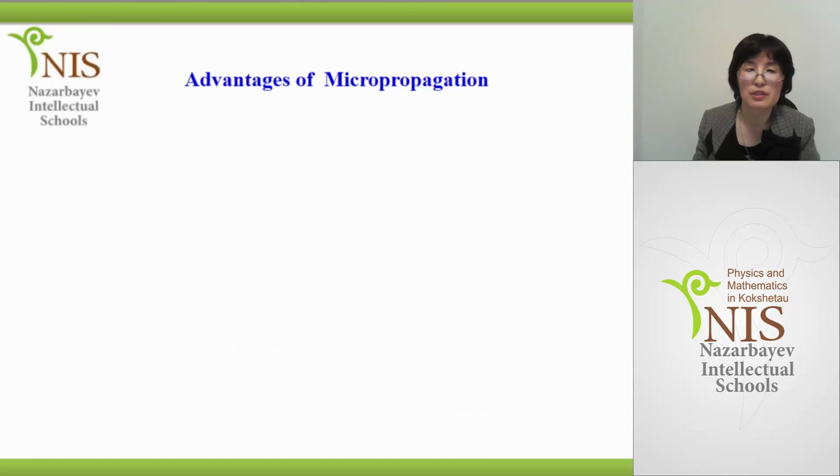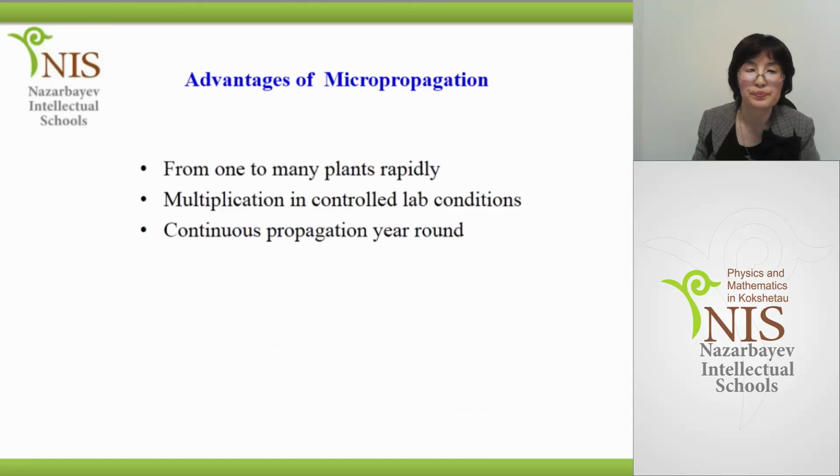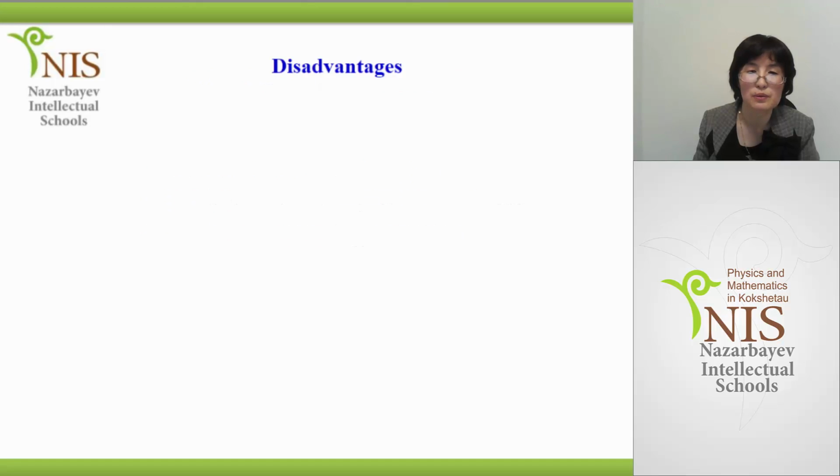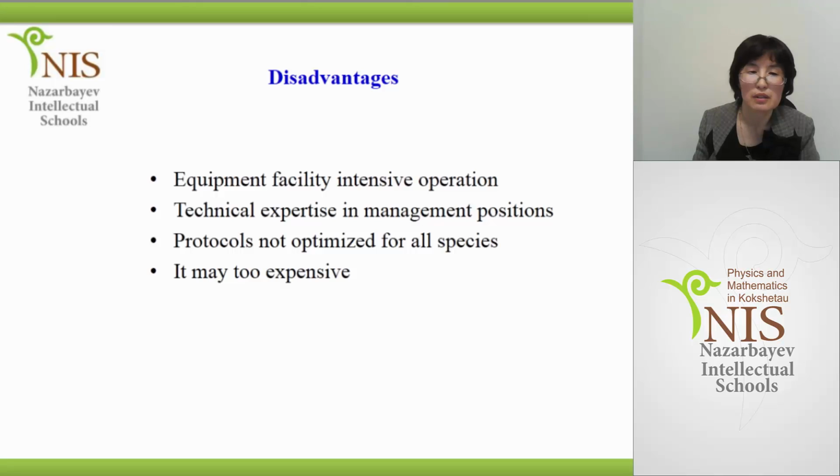And the advantages of micropropagation: from one to many plants rapidly, multiplication in controlled lab conditions, continuous propagation year-round. And disadvantages of micropropagation: equipment and facility intensive operation, technical expertise in management positions, protocols not optimized for all species, it may be too expensive.